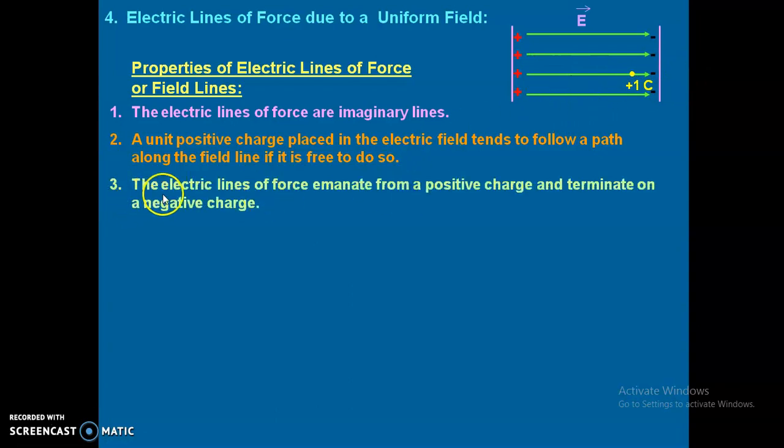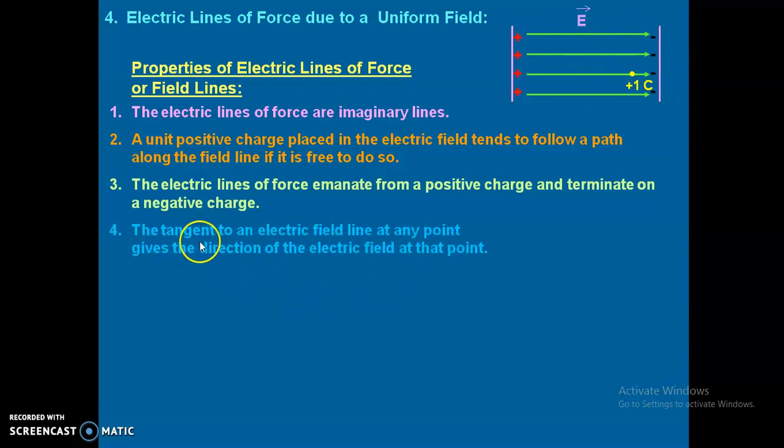Third, the electric lines of force emanate from a positive charge and terminate on a negative charge. This means that electric field lines emerge out from a positive charge and end up on which charge? Negative charge. You can see, emerged out from positive charge and end up on negative charge. You could see that visual effect over here.